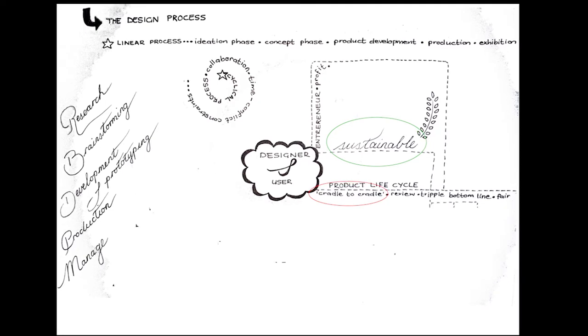The product life cycle can follow a more cradle-to-cradle approach as opposed to a cradle-to-grave process, ensuring that once the product has reached its decline, it can be completely recycled or reused. The designer can ensure that the product never reaches decline by constantly reviewing the product and clientele's needs.